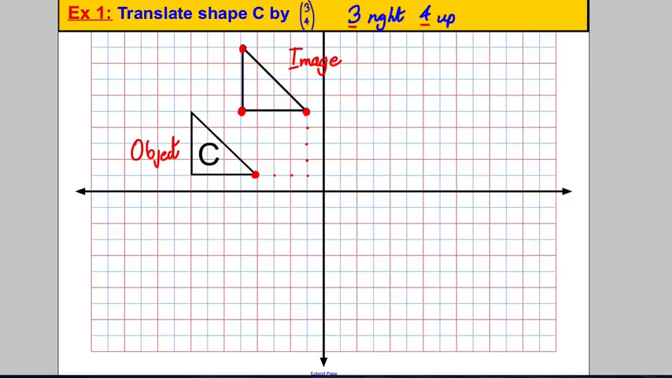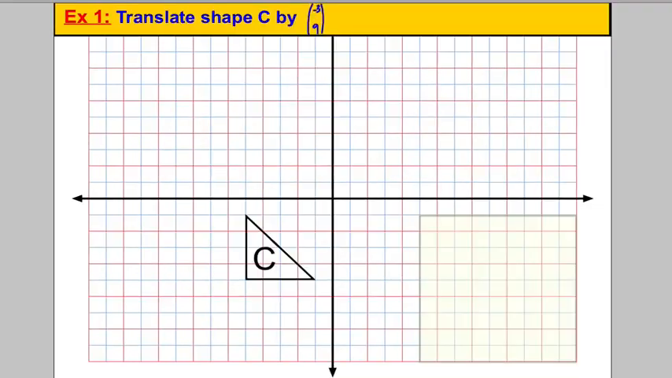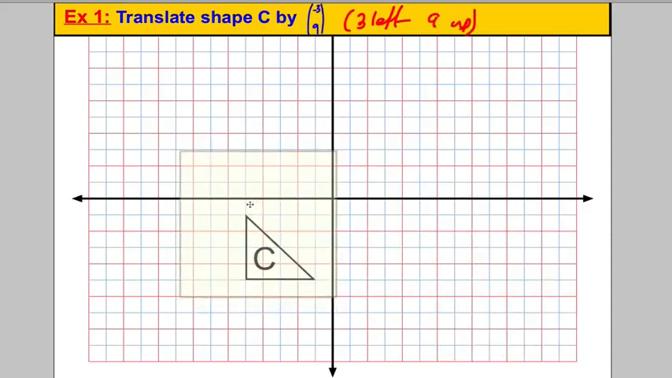Okay, let's have a look at another example. Translate the shape by negative 3, 9. What does it mean? It means 3 left and 9 up. So we can use our tracing paper, put our tracing paper over the shape here, and we're going to trace out our shape.